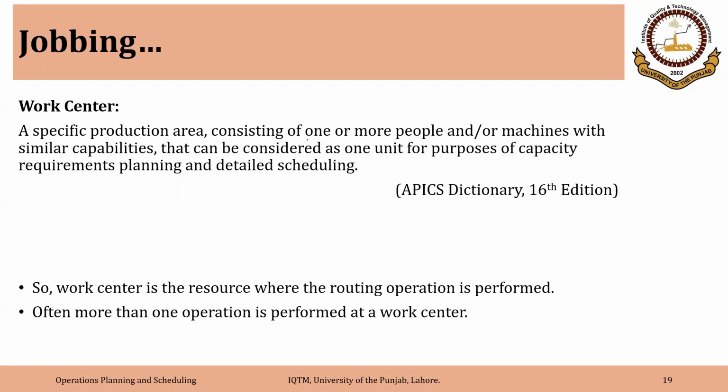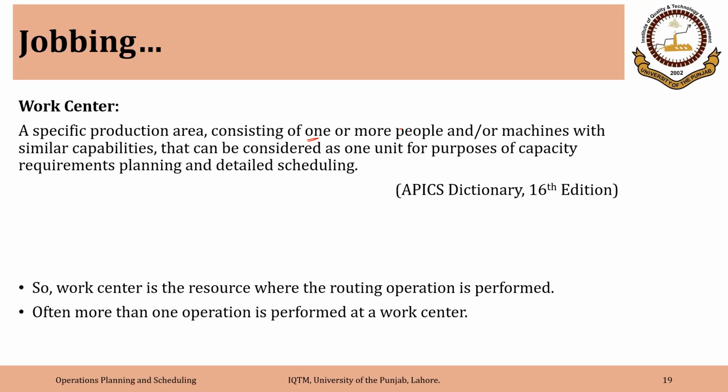So it could be at least one machine or one person, or it might be a combination of, of course, one person and one machine, if the machine is, of course, to be operated by the operator. And it could be more than one person and one machine. So for example, in the example that we saw, if there are two milling machines, so that is one work center that has two machines. So we can calculate the capacity of the milling department. And that will be the capacity of that work center.